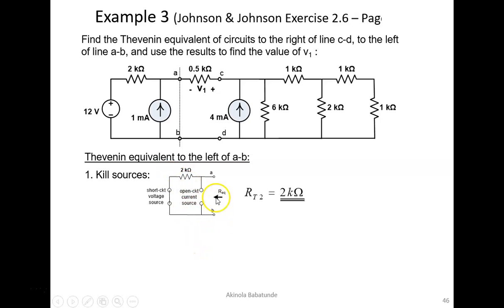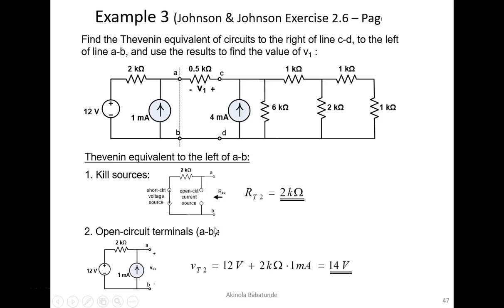And when that happens, the next thing you want to do is to open circuit this terminal AB. When you open circuit the terminal AB, we are going to have our VOC. And what would our VOC be? It will be equal to our V Thevenin. So the voltage across 2 kilo ohms will be equal to 2 kilo ohms multiplied by 1 milliampere, which is the current passing through that, and that gives us 2 volts. So there is 2 volts here.